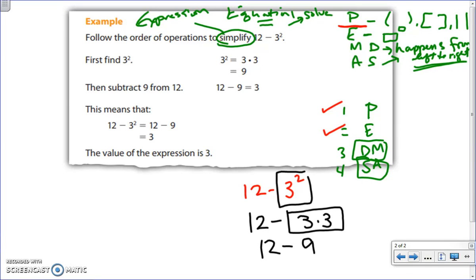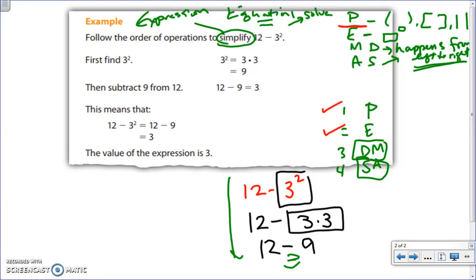Okay, 12 minus 9. And so now there is only one operation. When I say the word operation, I'm referring to addition, subtraction, multiply, or divide. There's only one operation left to do, and that's 12 minus 9. I know that 12 minus 9 is 3. Well, you get in the habit of writing your work vertically from top to bottom, because when you start solving equations, that's how our work is going to flow. So I want to make sure that that's what we're doing when we're simplifying expressions.